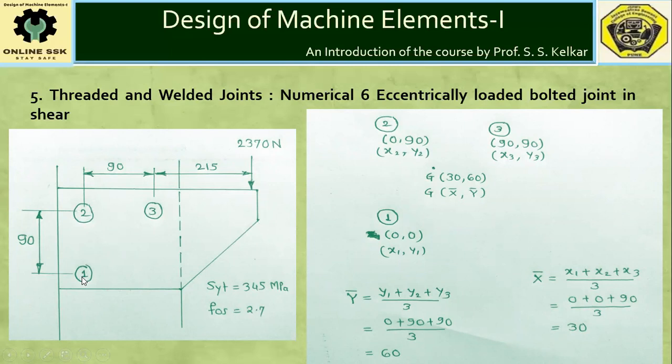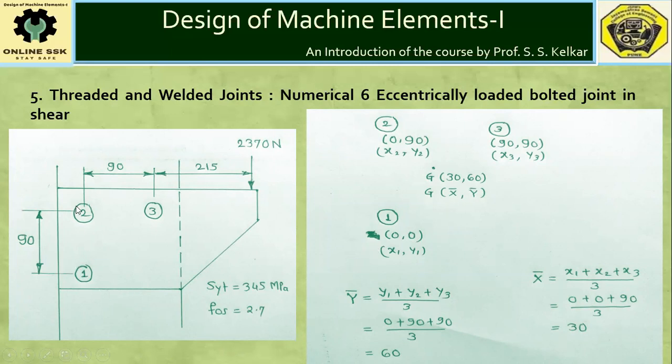Consider the lower left, lowermost and leftmost bolt, and take its center as the center of the Cartesian coordinate system. So the center of bolt number one, the lowermost and leftmost bolt, the lower left bolt, will be assumed as the origin of the Cartesian coordinate system.